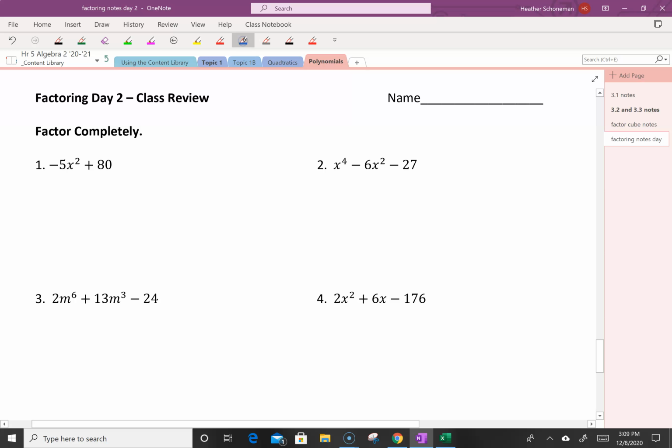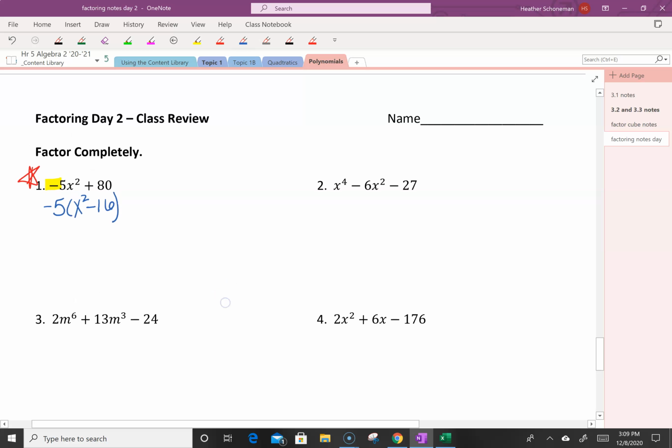So on the first one, because this starts with a negative, that's a giant red flag that you've got to take out a negative greatest common factor. So on this one, the biggest number I take out is -5. Now I'm not taking out any variables, so my variables remain the same. So I have x squared, 80 divided by -5 is -16. So in the parentheses, I have a binomial.